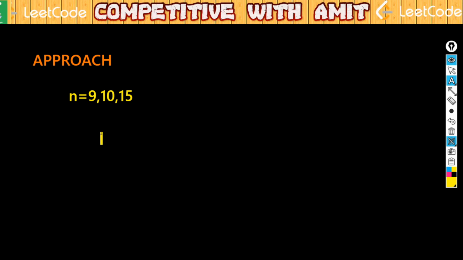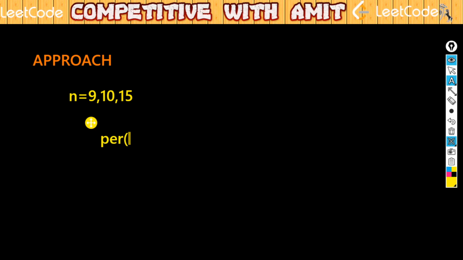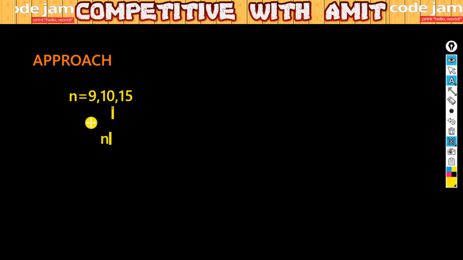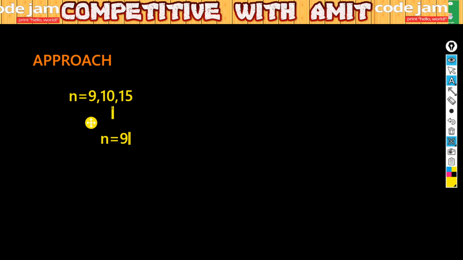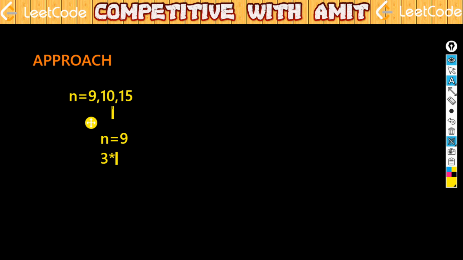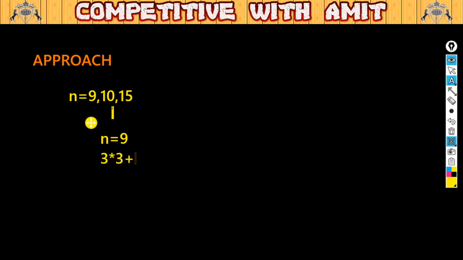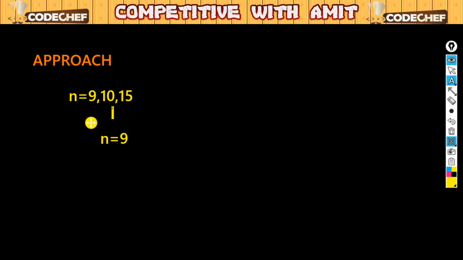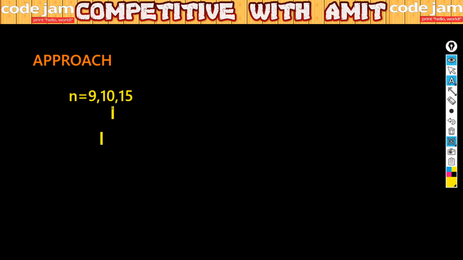Now how will we check for a perfect square? We will make a perfect square function, in which we find the square root of n and multiply it by itself. Initially n is equal to 9, so we will find its square root, which is 3. We'll multiply it by 3 and check that this is equal to n or not. In this case it is equal to n, so we will return 1.